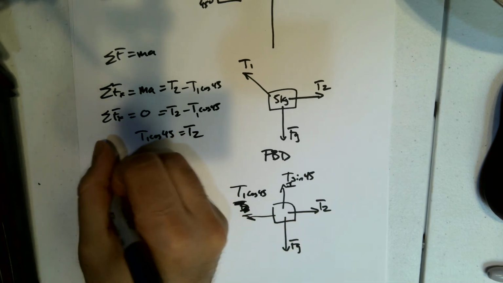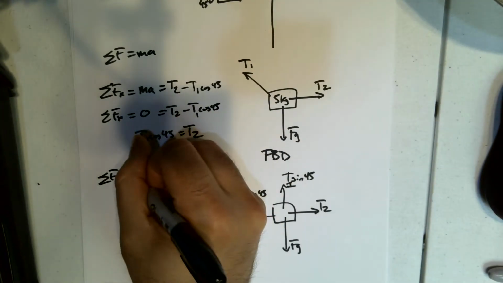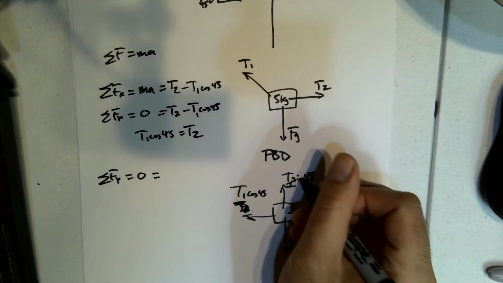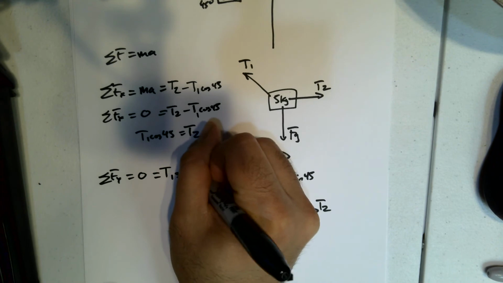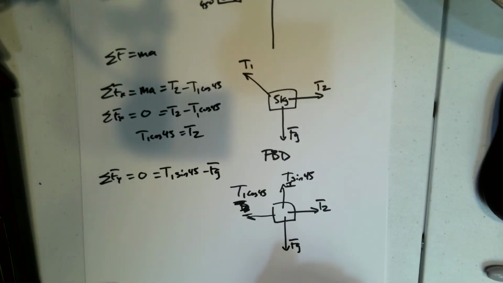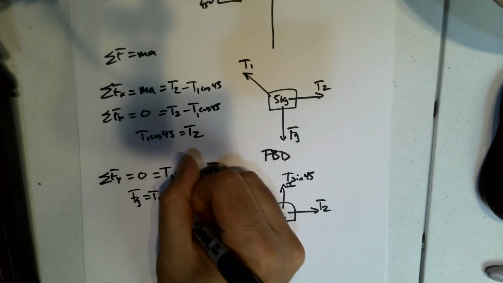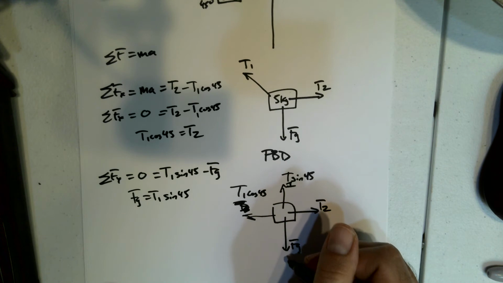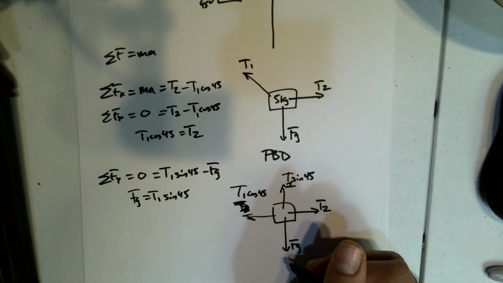Let's look at the vertical direction. Sigma F in the y direction. I could write ma, but this thing isn't moving, so I'll write 0. Again, we're going to use our vertical forces here, T1 sine 45, and the force of gravity. Now, when we move the force of gravity over to here, it is equal to T1 sine 45. These two things balance here. And now we can calculate T1 because we can also calculate the force of gravity.